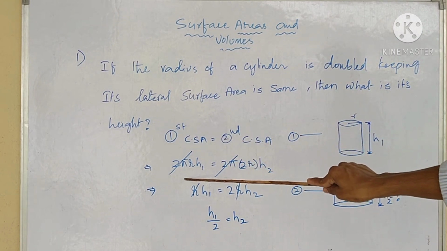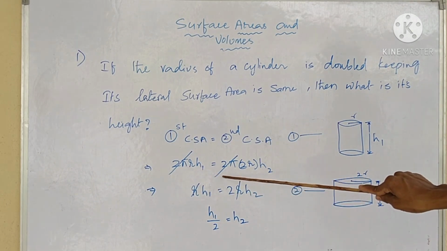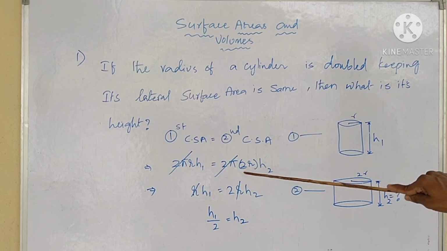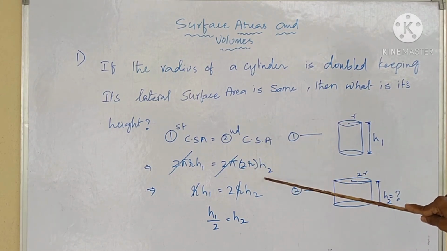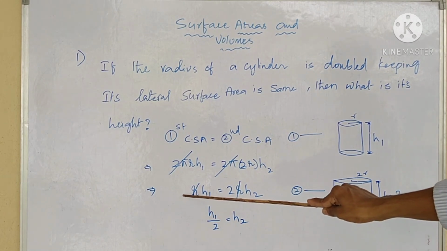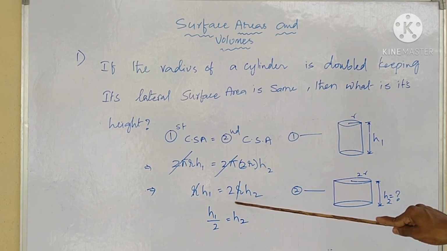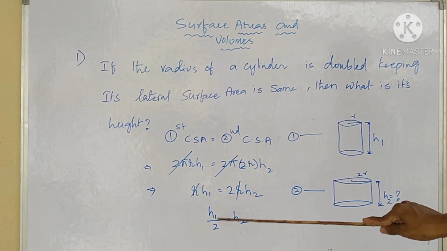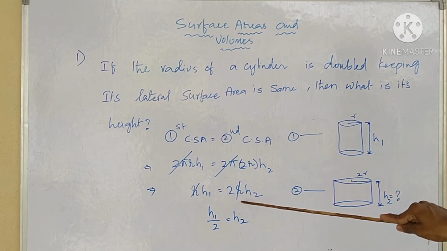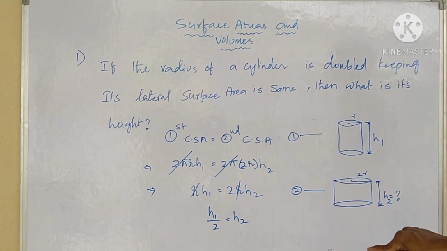Here the curved surface area of the first cylinder is 2 pi r h1, which equals the curved surface area of the second cylinder, 2 pi into radius 2r, height h2. So 2 pi cancels. The remaining terms are r h1 equals 2r h2. Here r cancels. So h1 equals 2 h2. So h2 equals h1 by 2. So this is the final result. When curved surface area is the same and the radius is double, the second cylinder's height is half of the first cylinder's height.